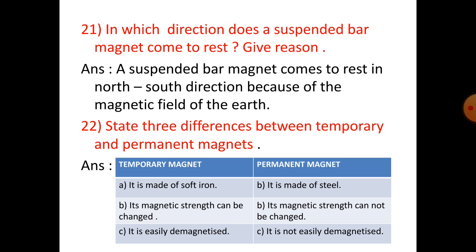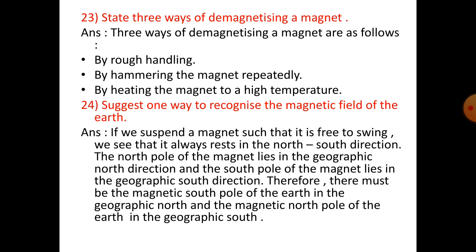Number 22. State three differences between temporary and permanent magnets. Temporary magnet is made up of soft iron, and permanent magnet is made of steel. Temporary magnet, its magnetic strength can be changed. Permanent magnet, its magnetic strength cannot be changed. Temporary magnet is easily demagnetized. Permanent magnet is not easily demagnetized.